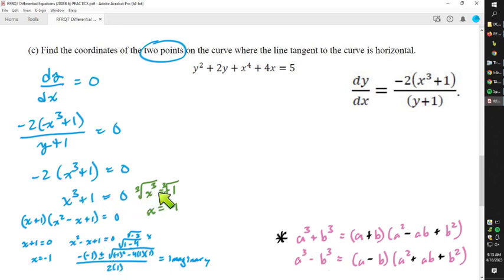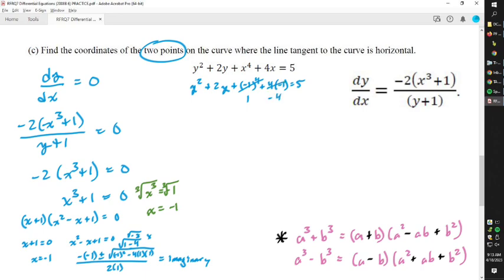All right, so now we're trying to find the 2 points. We identified that the x would be negative 1. What do we have to do to find the y's? We got to plug it back into the equation. So you plug the x back into the equation. I put the equation right here so we can see it.